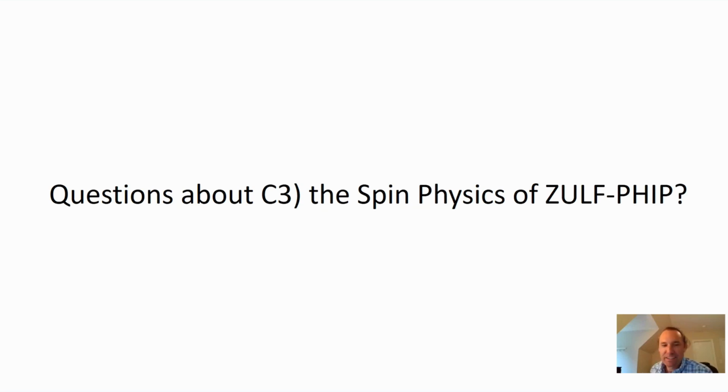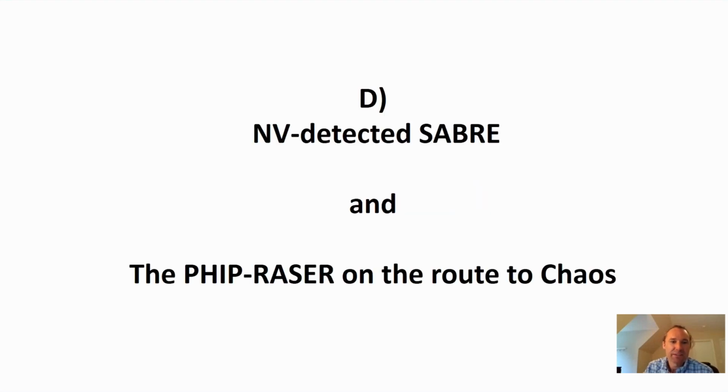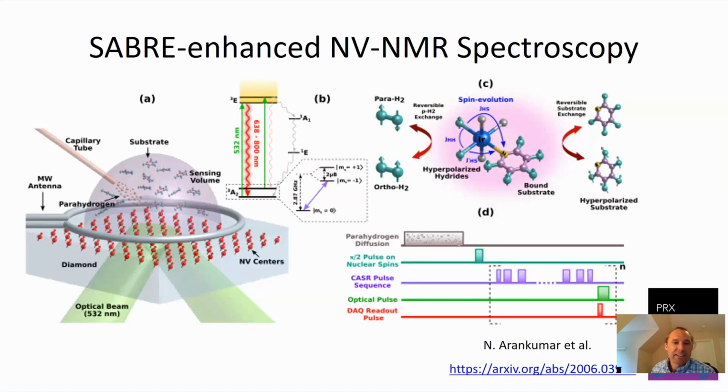So that gives me just a brief moment to give a shout out to our recent explorations with SABRE and PHIP. These are NV-detected SABRE and also some RASER effects and the route to chaos that we observe. So let me give a very brief overview of the SABRE-enhanced NV spectroscopy experiments that Nitya did in the lab of Ron Walsworth.